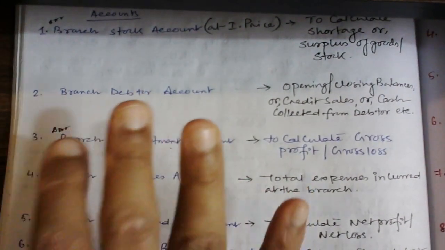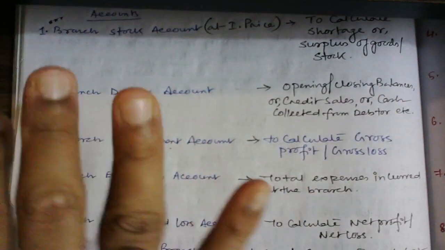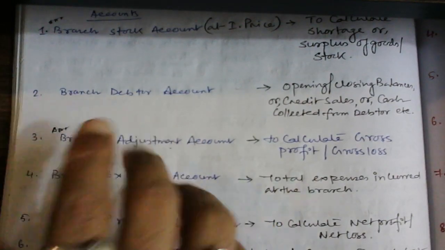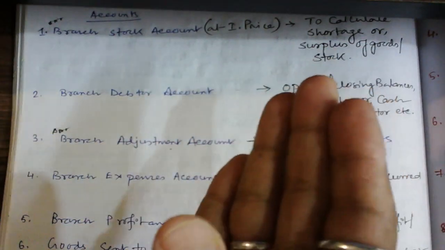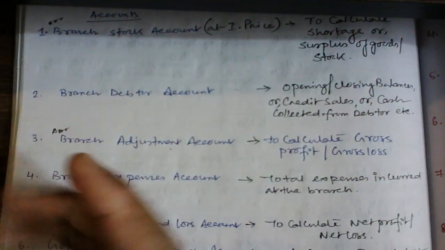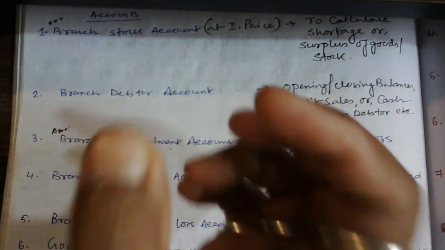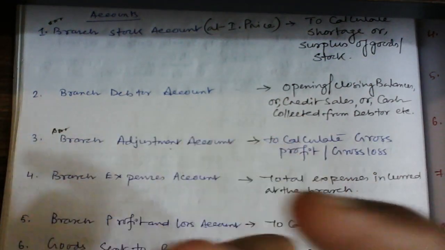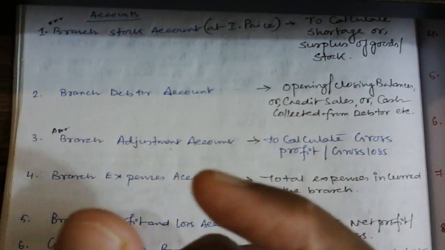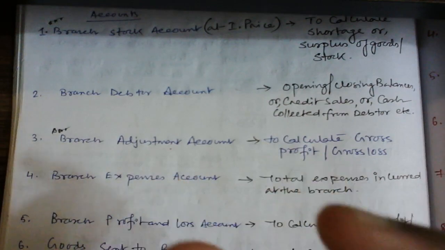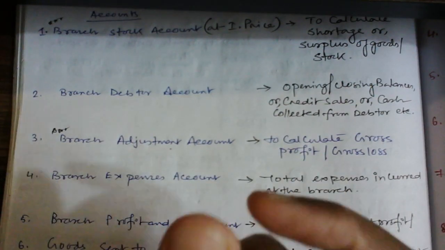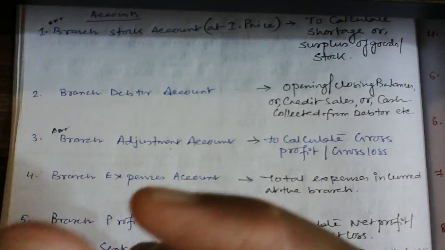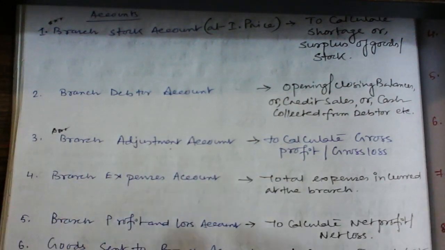Any profit transaction that we made in the branch stock account regarding the invoice price, the loading that we have already learned in the synthetic method. Suppose 100 rupees of goods are sent, in which 20 rupees is the loading. So 100 is the invoice price and 80 is the cost price, and 20 is the profit.